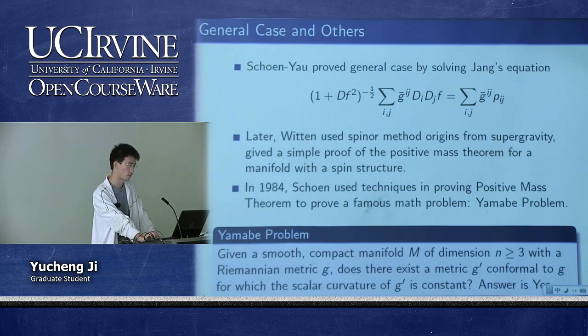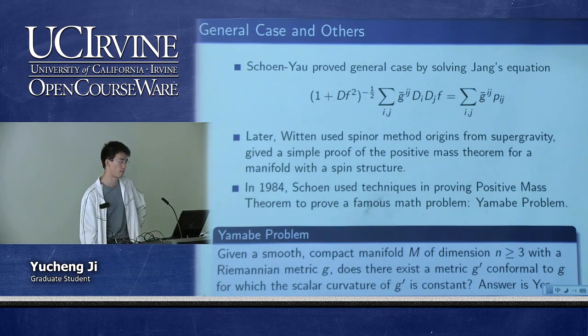Later, Edward Witten used the spinor method from supergravity and gave a simple proof of the positive mass theorem. But we won't go into the details of that. And 2 years later, Schoen used techniques from proving the positive mass theorem to prove a famous math problem called the Yamabe problem.